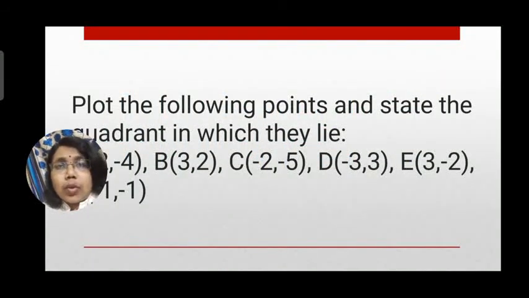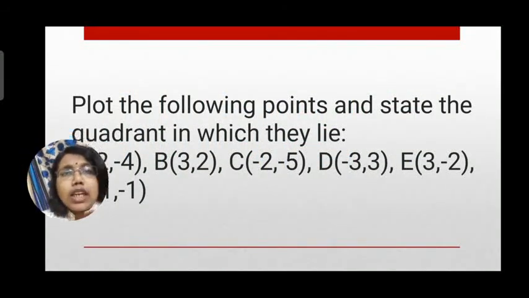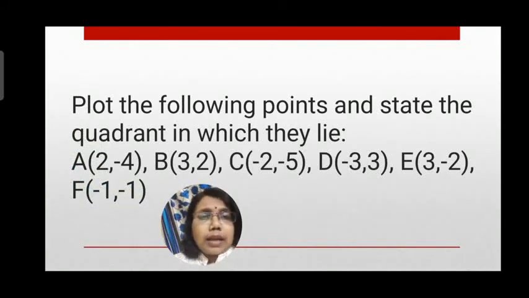Now here is a homework. You have to plot these points and state the quadrant in which they lie.